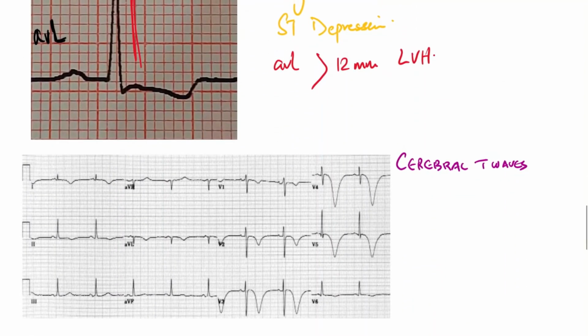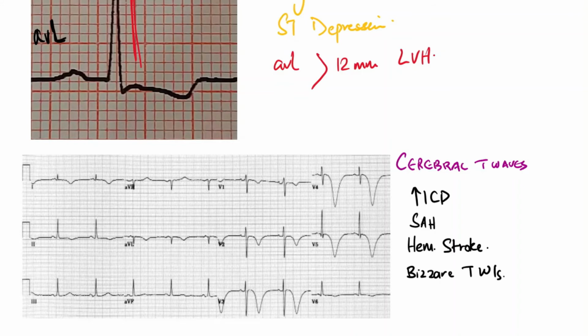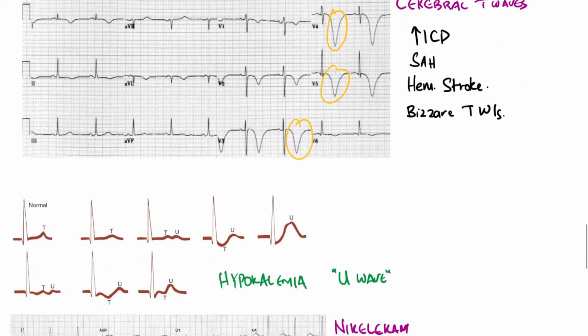The next one is cerebral T-waves. Increased intracranial pressure, subarachnoid hemorrhage, hemorrhagic stroke. These are going to cause deep, bizarre T-wave inversions, mainly in the precordial leads. So these are known as cerebral T-waves.